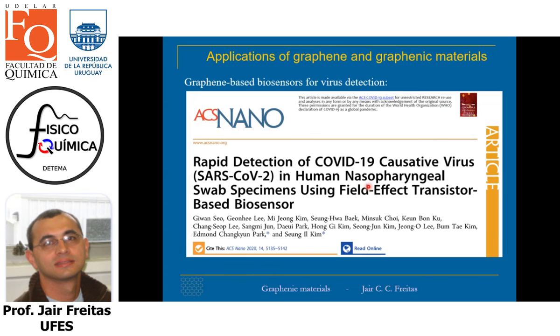And during the last few years, different types of applications of graphenic materials like sensors also happened. This is an example involving the detection of the SARS-CoV-2 virus.